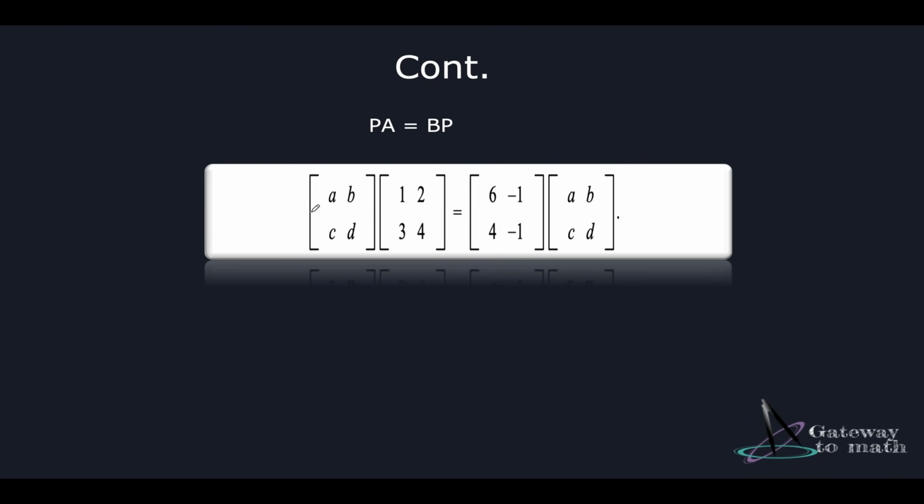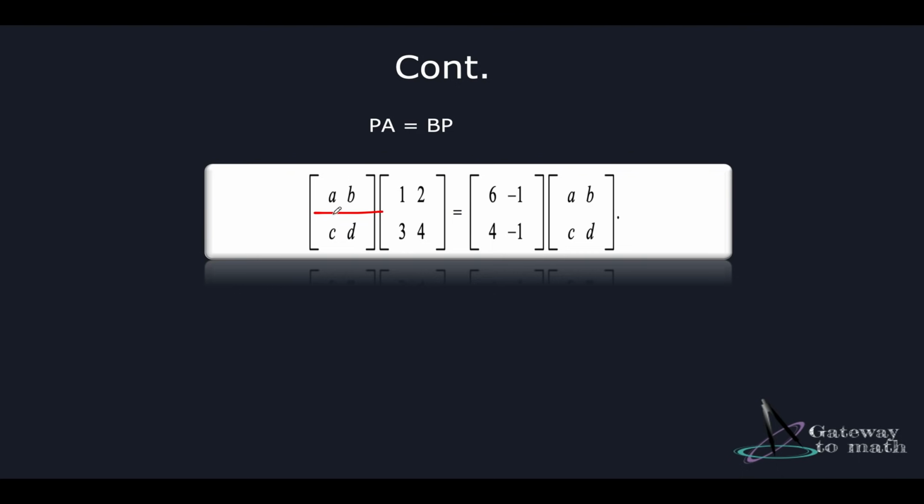PA equals BP. We've represented the matrix as a, b, c, d multiplied with 1, 2, 3, 4. Then we have P as 6, minus 1, 4, minus 1. And we have P as a, b, c, and d. We've already discussed matrix multiplication, so feel free to pause the video here and compute the matrix multiplication values and then compare the values, okay? So let's multiply.